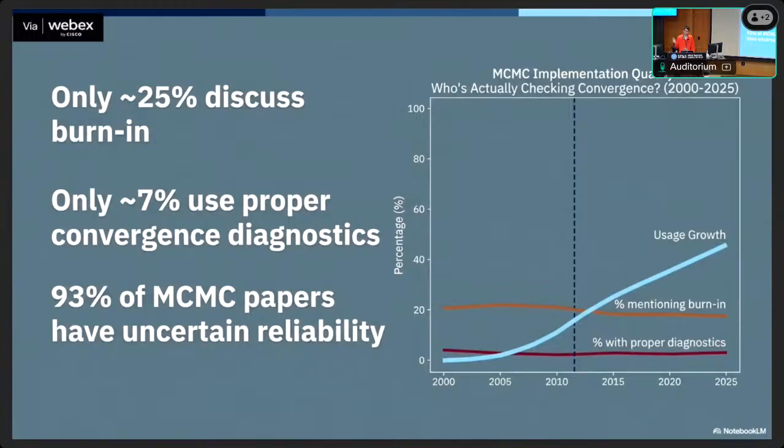These are terms like mixing, R-hat, Gelman-Rubin, thinning, anything related to just, have I checked that I have a good effective sample size? Only about 7% of those papers use them, and this does not change as MCMCs become more popular. So as you've seen this 200-fold increase in usage, the fraction of papers that cite this has not changed. So this is the point, right? 93% of papers have this uncertain reliability in the sense that they don't cite the metrics necessary to reproduce results or confirm that the results are robust.